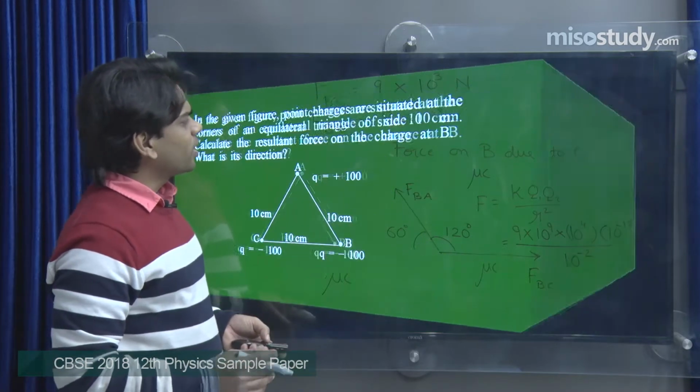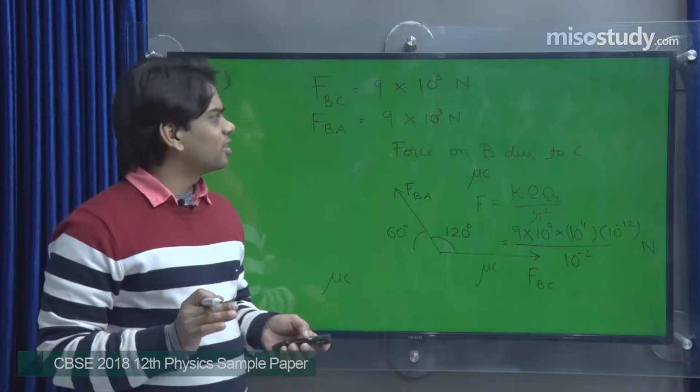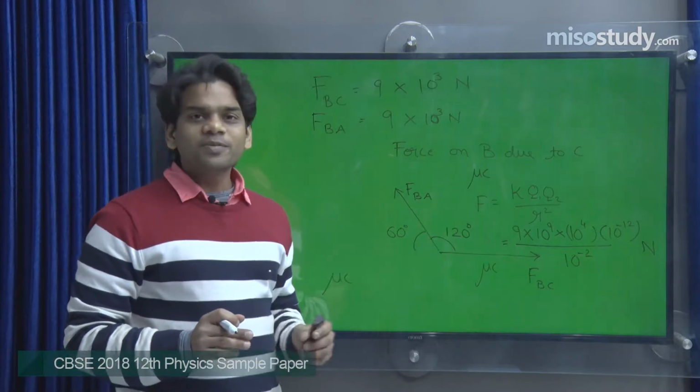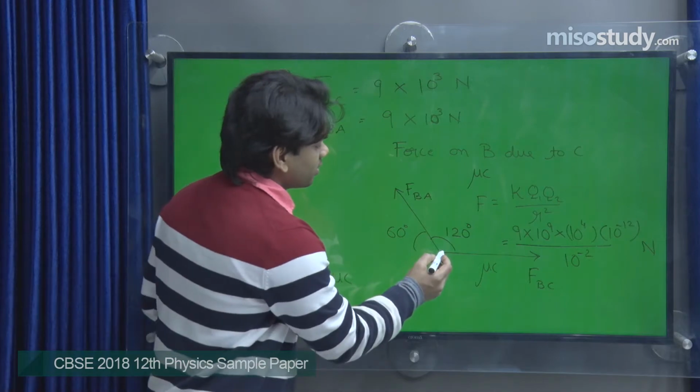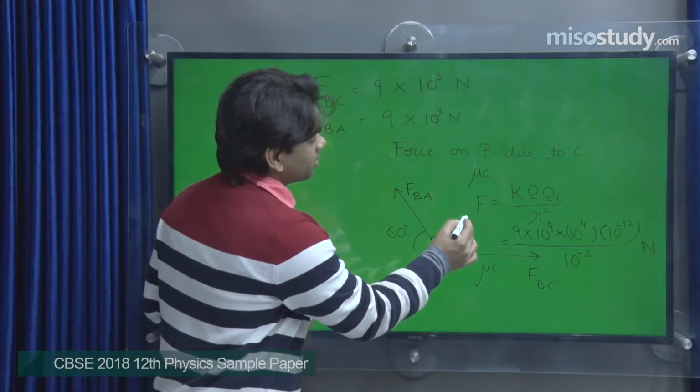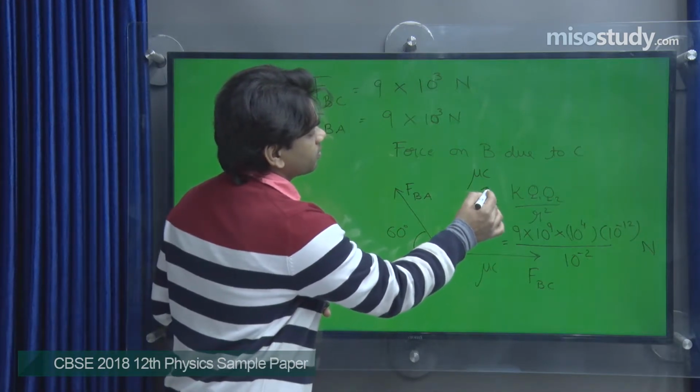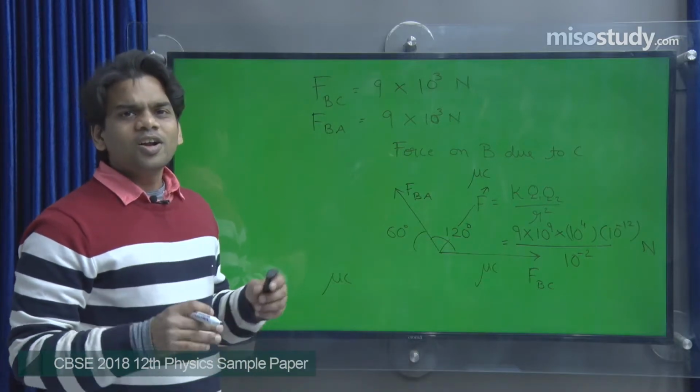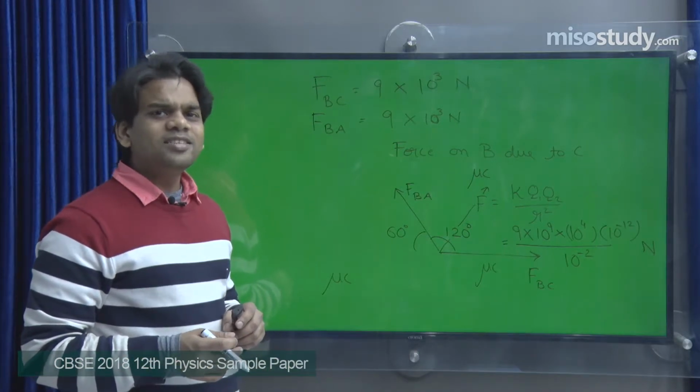Now if you know the chapter on vectors, you have already learned that if two equal vectors are at 120 degrees, the resultant will be somewhere in between. This will be the resultant direction, which I am marking here. The resultant will be directed somewhere here. Now what will be the value of the resultant? That you can easily make out.